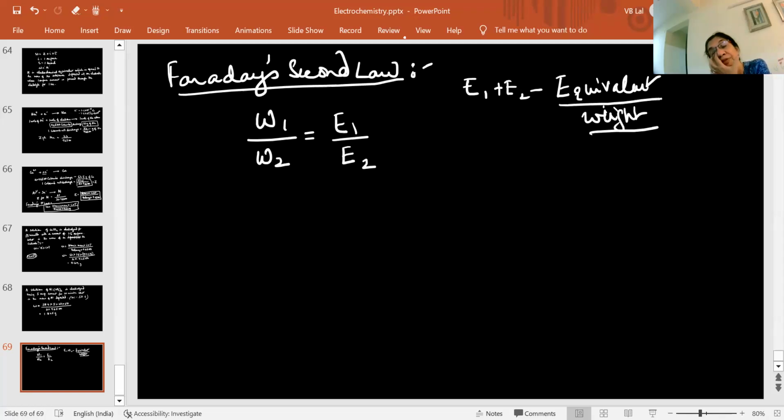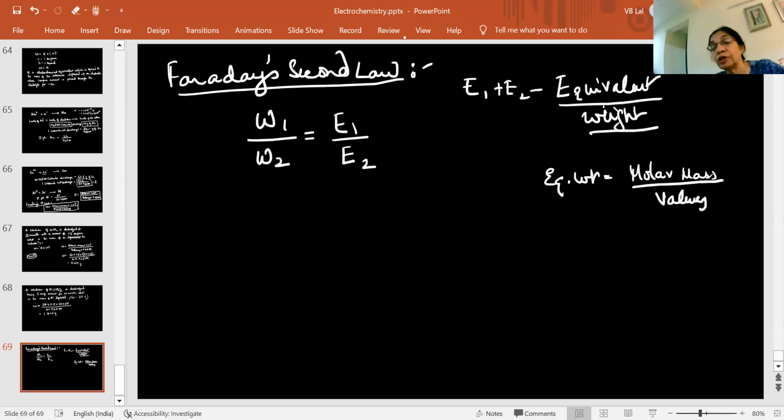Equivalent weight of a substance. What is the equivalent weight? Equivalent weight is the molar mass for an element. There are many ways you can calculate equivalent weights. The equivalent weight of an element is equal to the molar mass of that substance divided by the valency. Or if it is the equivalent weight of an ion, then it is the molar mass of the ion divided by the charge on the ion. So that is equivalent weight.